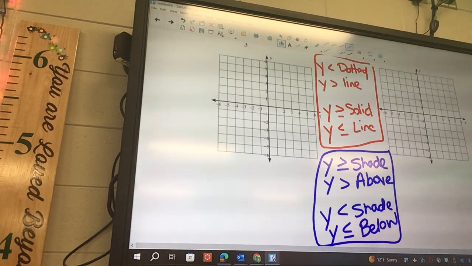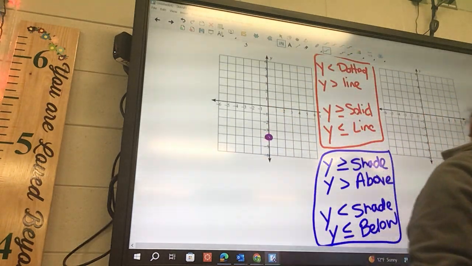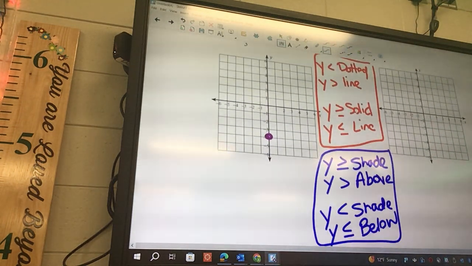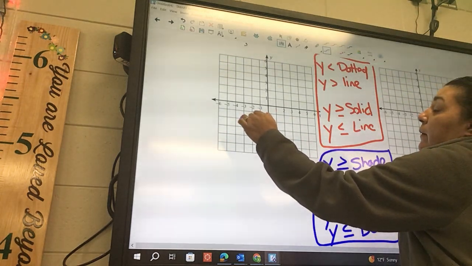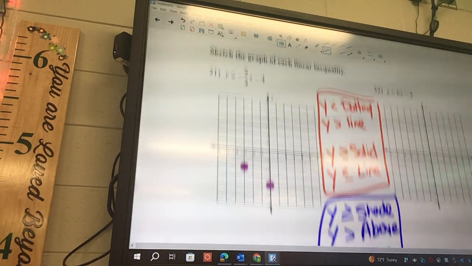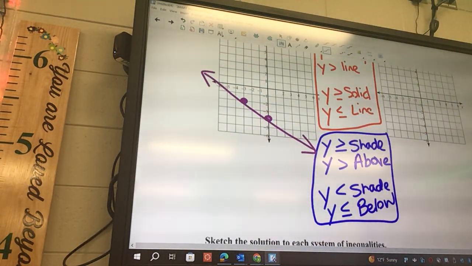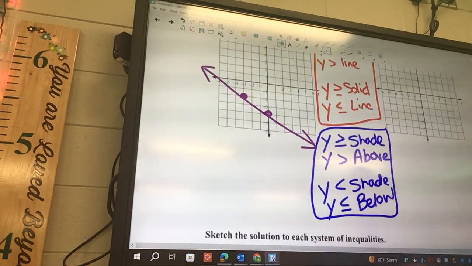Okay, so if we look at 51, where does that graph start? At -4. And what is the slope? 2 over -3. So up 2 over 3. Okay, is that gonna be a solid line or a dotted line? Solid line. Are we gonna shade above or below? Below.